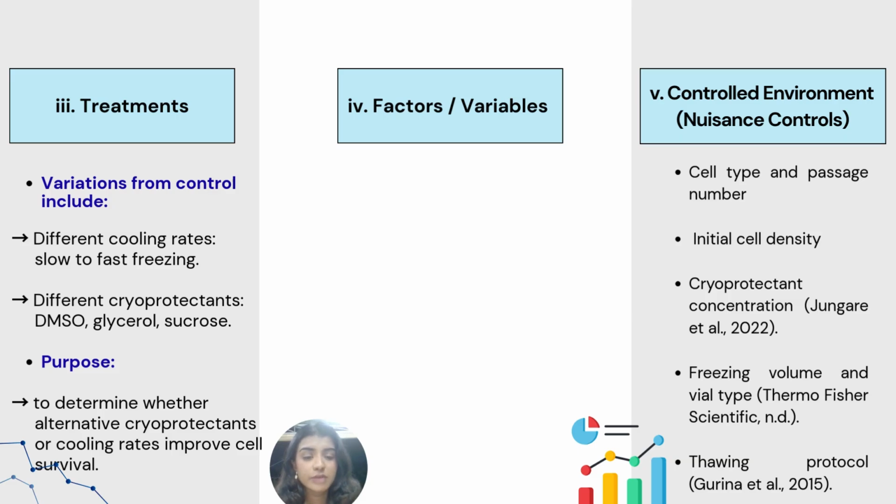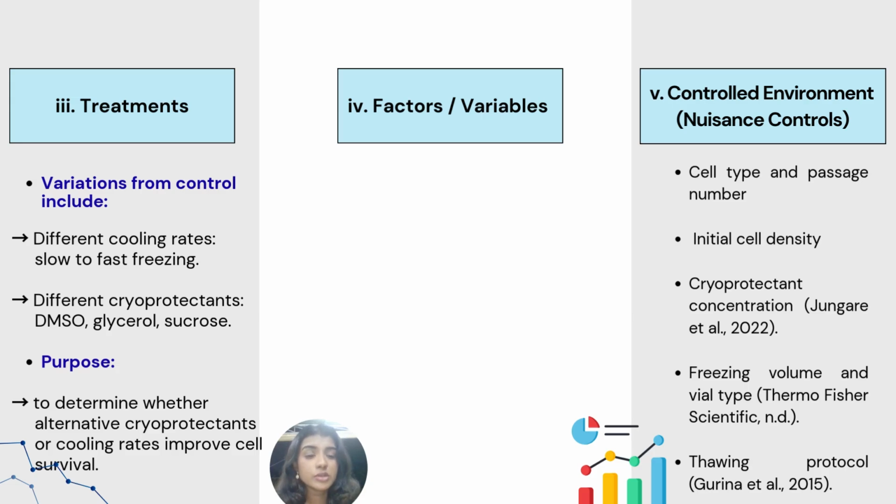Next up, we have factors and variables. This experiment consists of two main factors, where the first factor is cooling rate, which is a continuous variable measured in degrees Celsius per minute, with three levels: 1, 5, and 10 degrees per minute. The second factor is cryoprotectant type, which is a categorical variable with three levels: DMSO, glycerol, and also sucrose. Both of these factors are manipulated variables, while all the other conditions are kept constant.